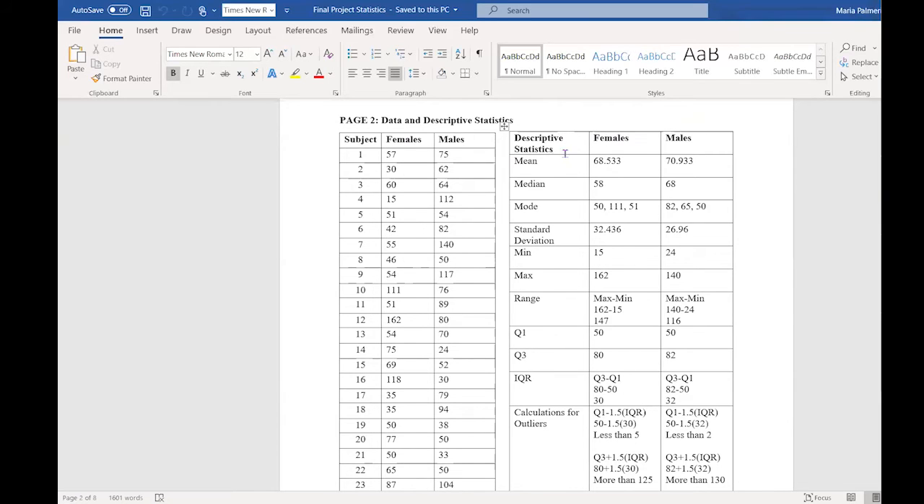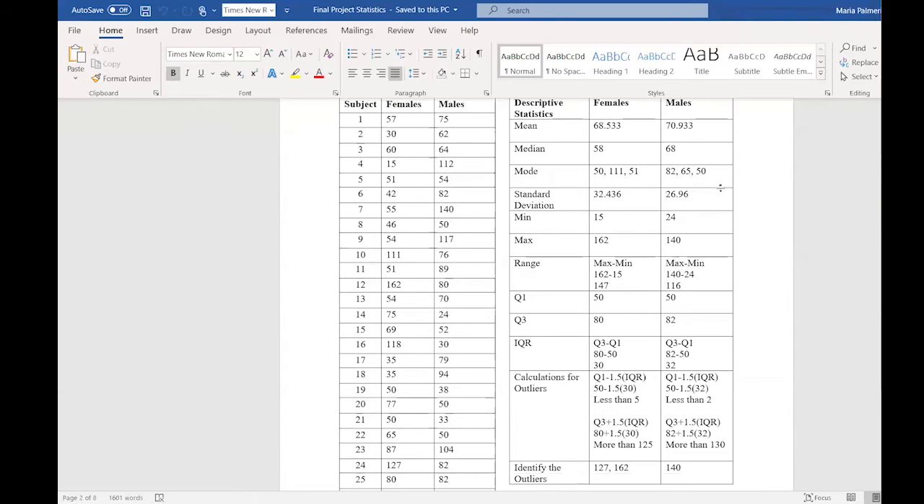And then over here is what are called descriptive statistics. This is where I put what the averages were for each of them. I got the average number of apps females had on their phone to be about 68.5, and for males, 70.9. And then these are just more of these statistics. You find these by going into your calculator and doing, I think it's one var stats.